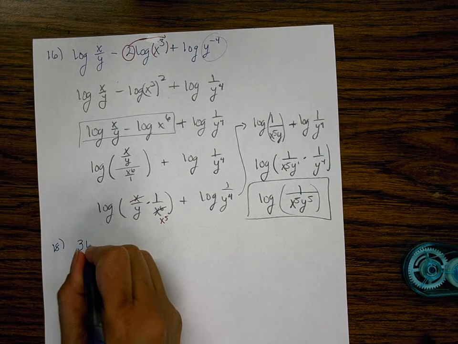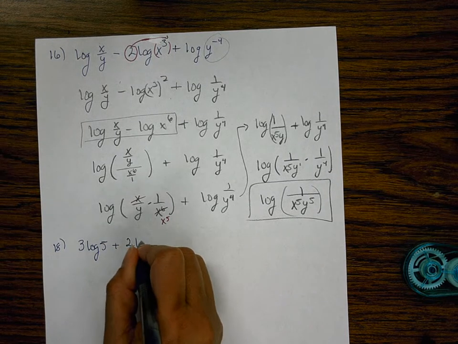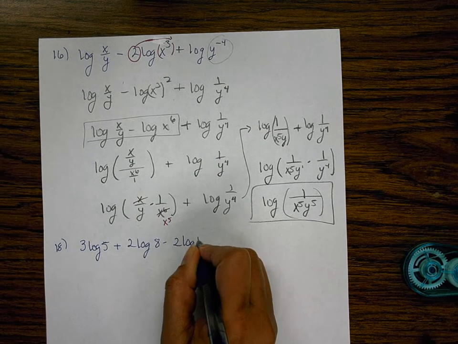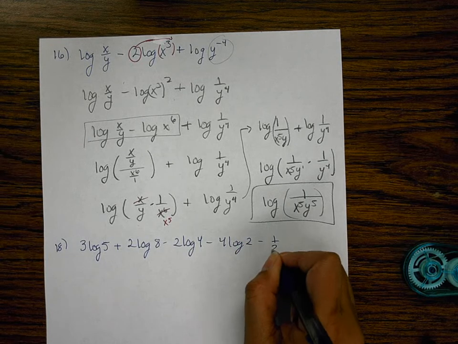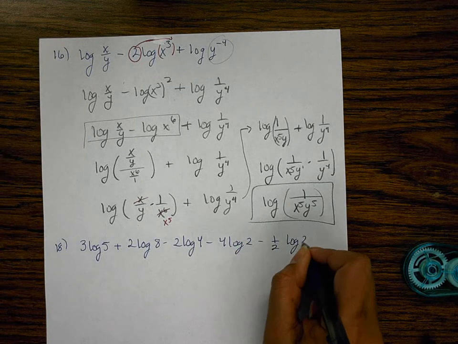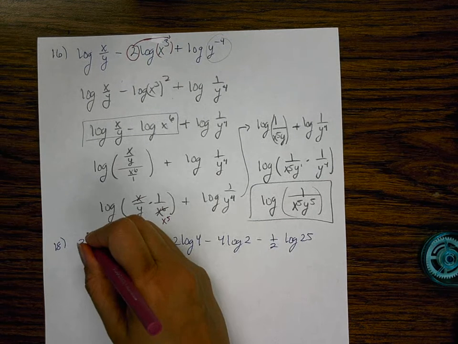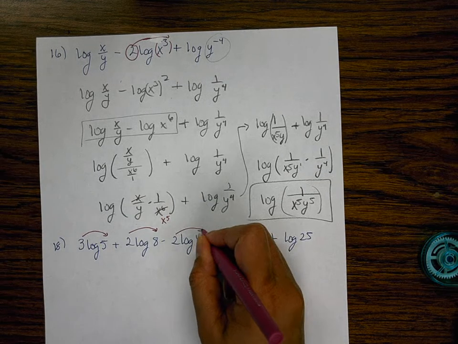3 log of 5 plus 2 log of 8 minus 2 log of 4 minus 4 log of 2 minus 1/2 log of 25. Okay, first thing I'm going to do is anywhere there is a coefficient, which is on all of them, I'm going to bring it up as a power.